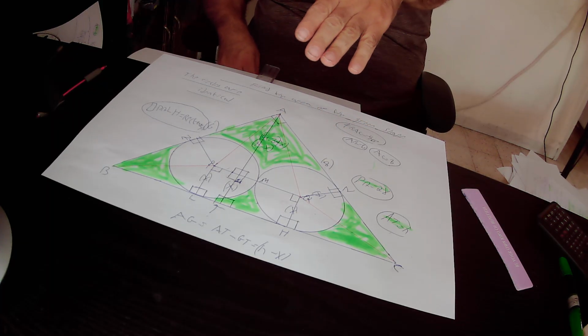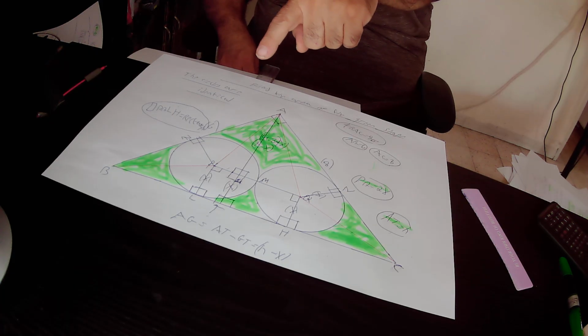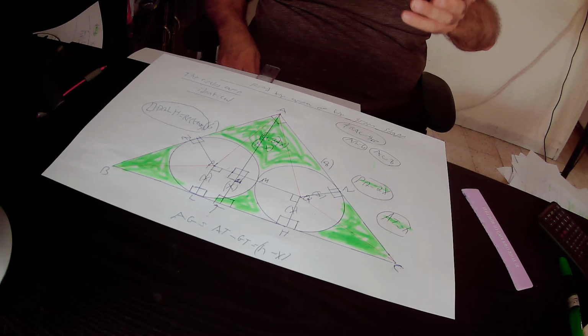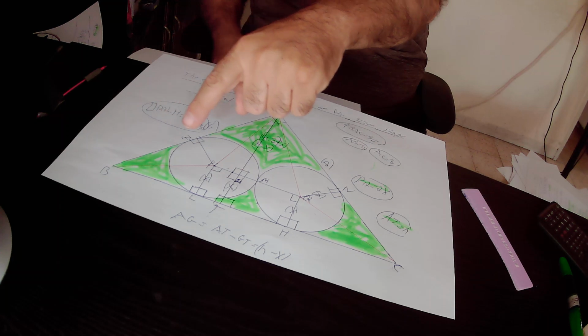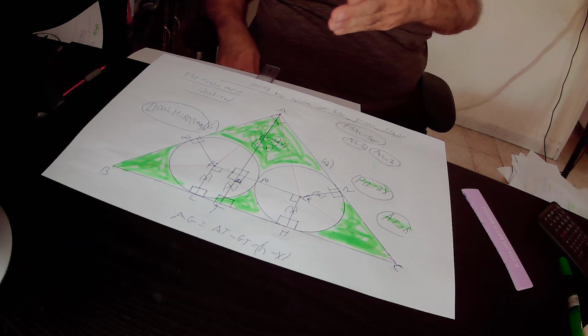The area of each circle is pi x squared, and therefore the area of those two circles will be equal to 2 times pi x squared. So the area of the big triangle ABC, that is 24, minus 2 pi x squared will be equal to the area of the green shape.